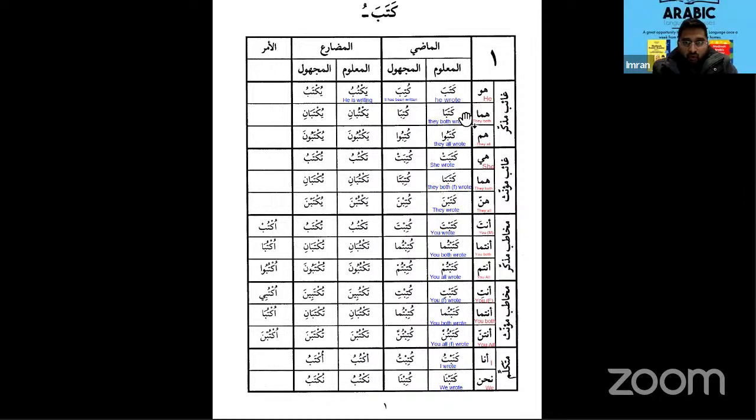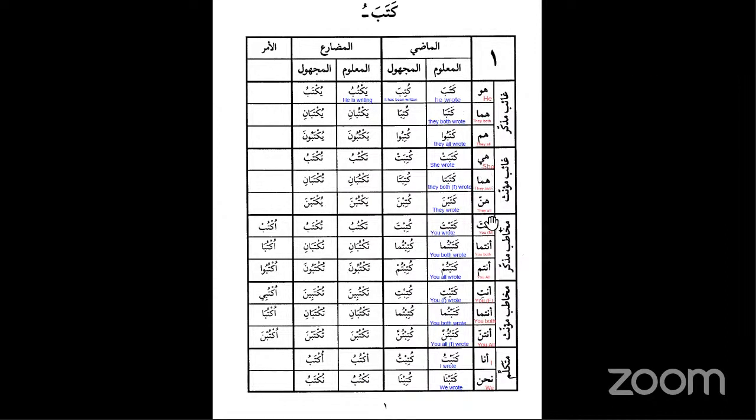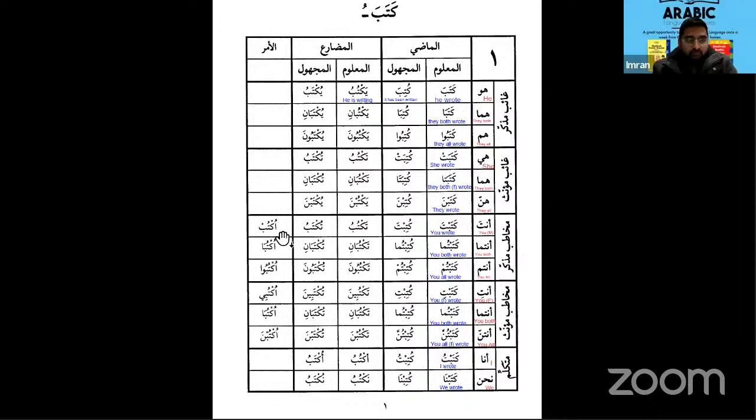There are 3 forms for the masculine: he, they both, they all. And for the feminine: she, they both, they all.